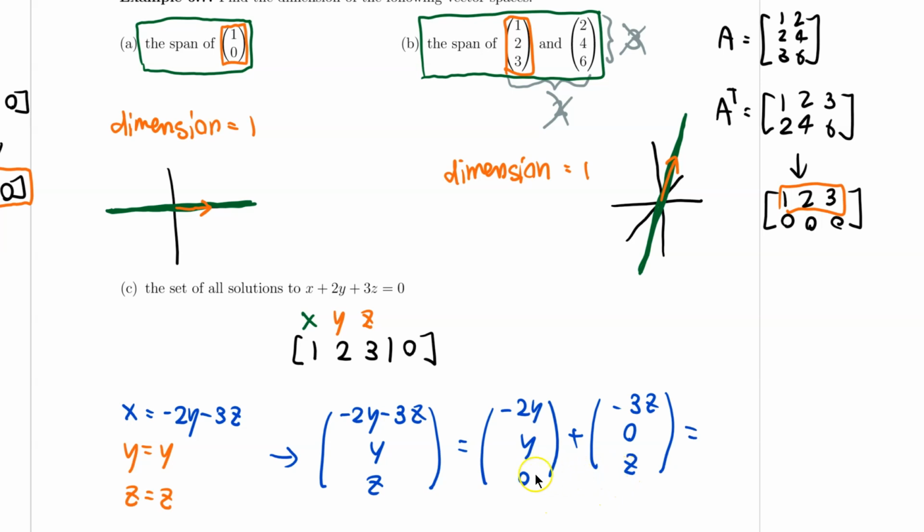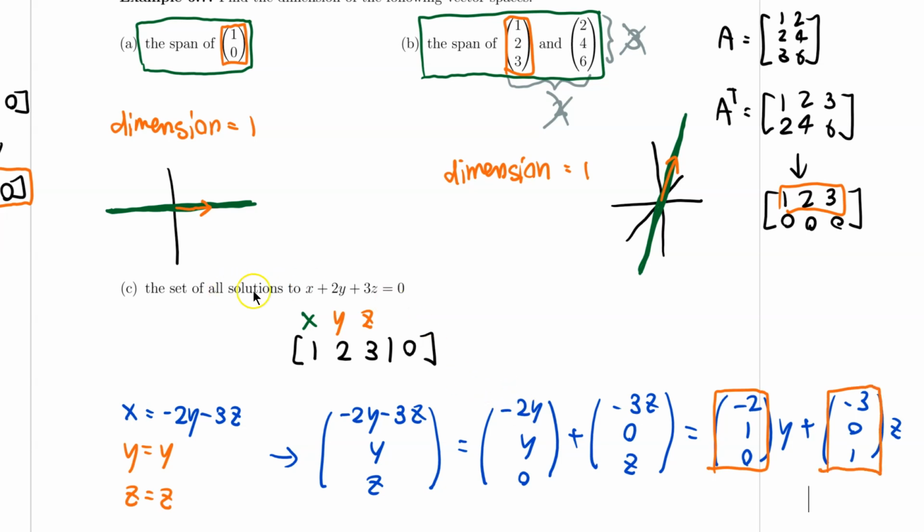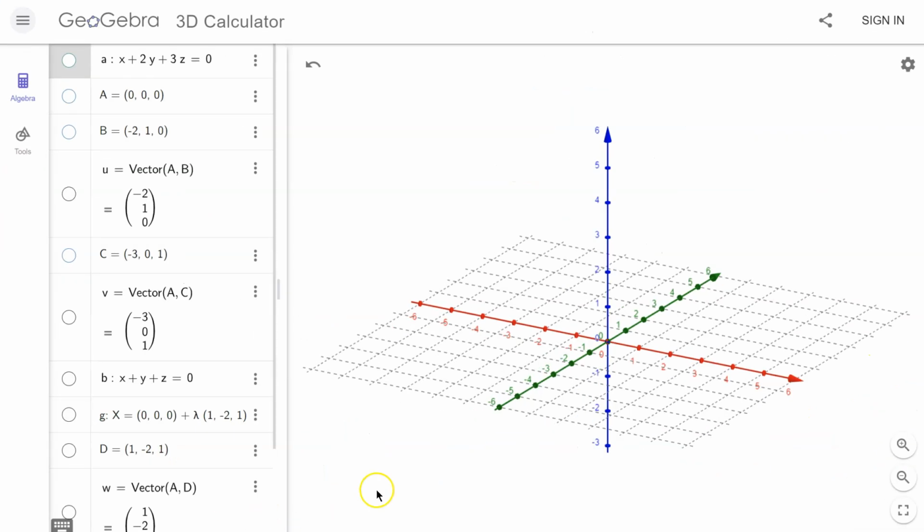So then I can pull out y from the first vector. I'm going to have (-2, 1, 0) times y, plus (-3, 0, 1) times z. So here, these two vectors are going to be my basis. The set of solutions to this equation is just all the linear combinations of these two orange vectors here. Let's take a look at the visualization of that in the 3D coordinates.